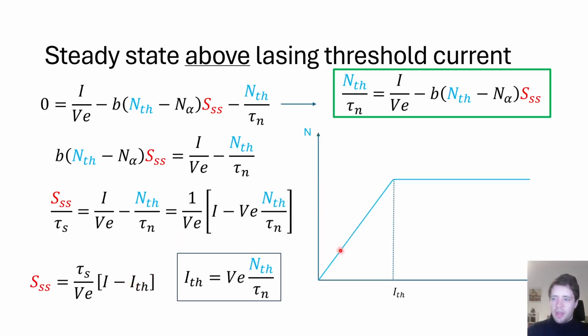So essentially the picture we get is that as we increase the current, the number of charges builds up, and when we hit the threshold current, it just flattens out. And that's when we get an increasing number of steady state photons coming out like so.